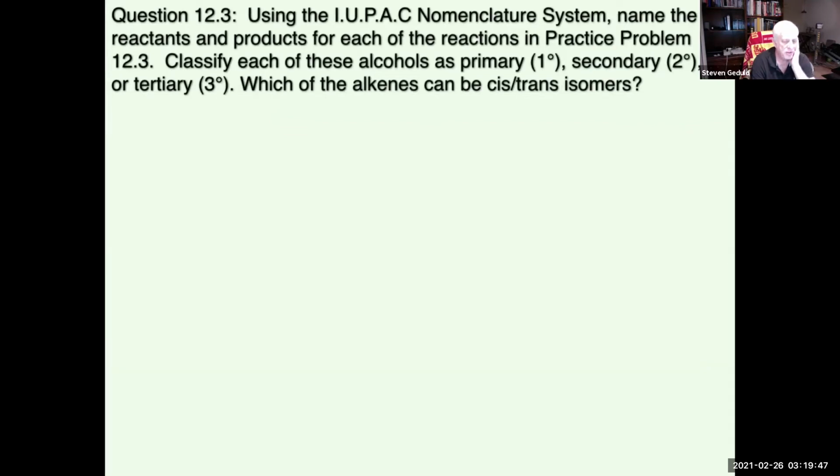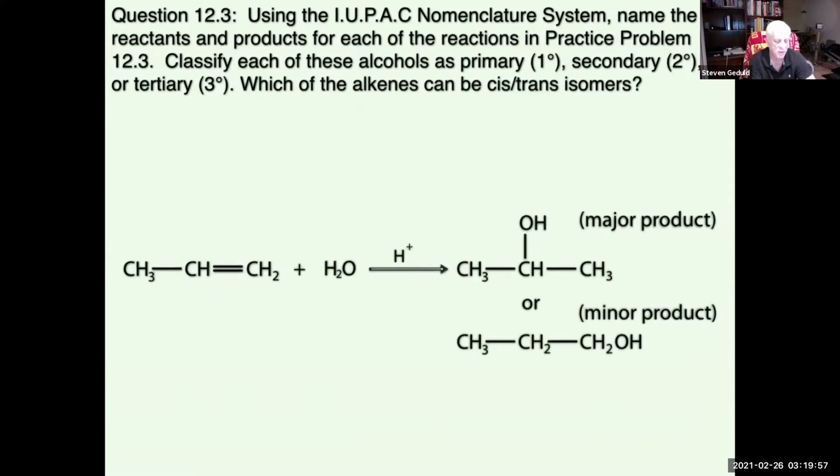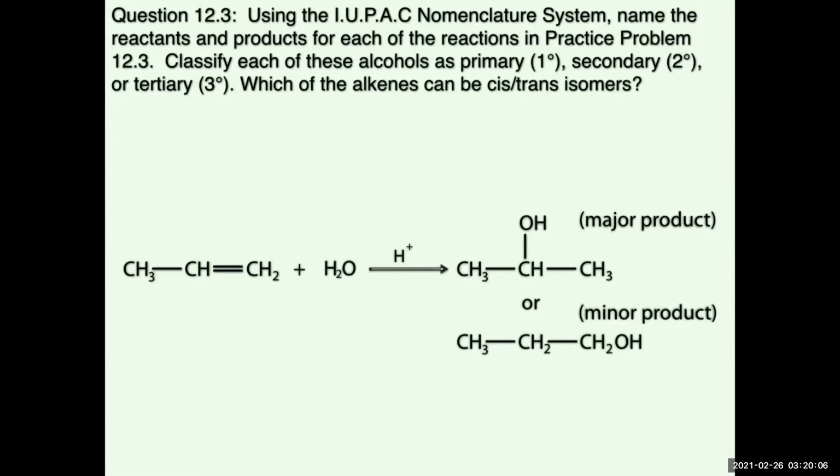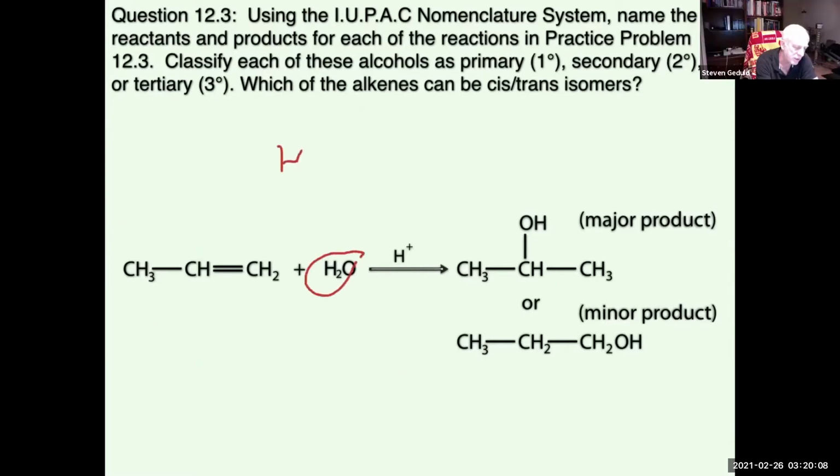Use the IUPAC nomenclature system to name the reactants and products for each of the reactions. Classify these as primary, secondary, tertiary, and note which alkenes can be cis or trans. Let's go through an example here. This is a hydration reaction. Remember hydration reactions? Hydration means adding water, adding H and OH across a double bond.